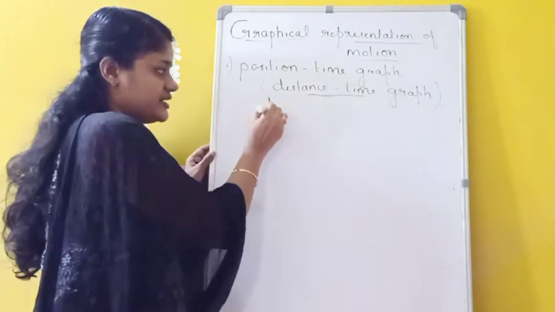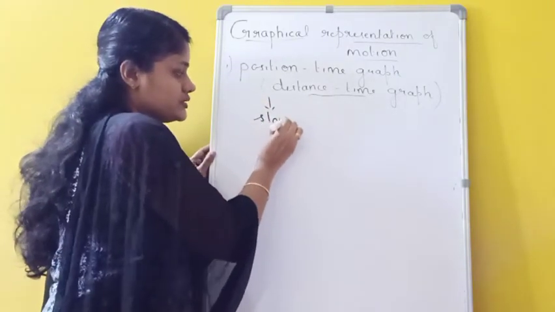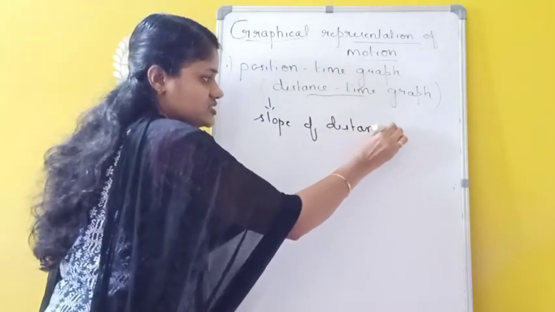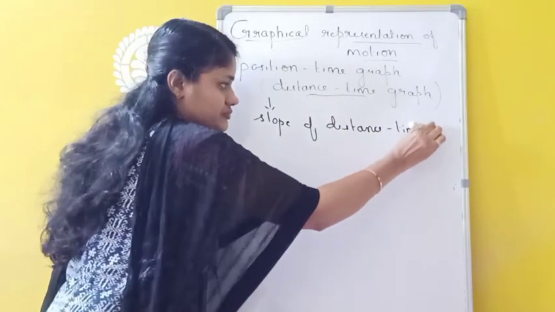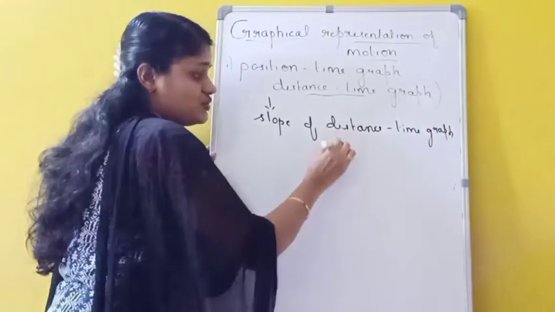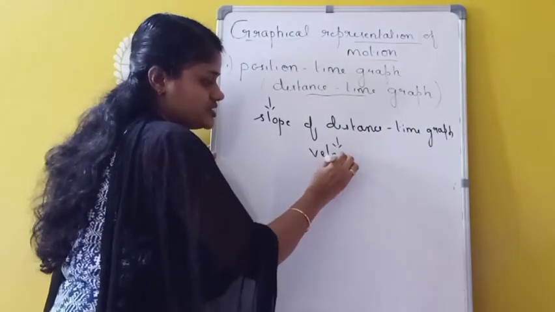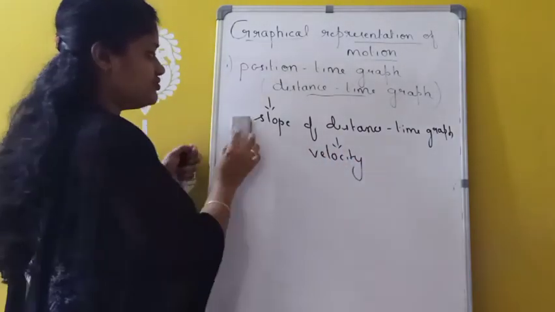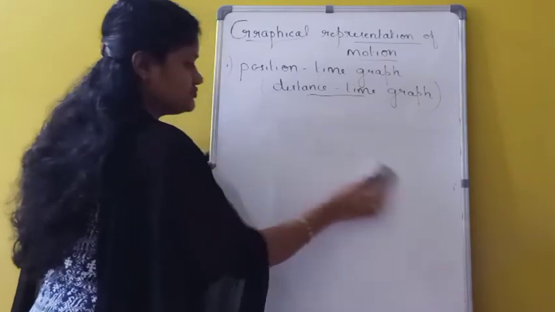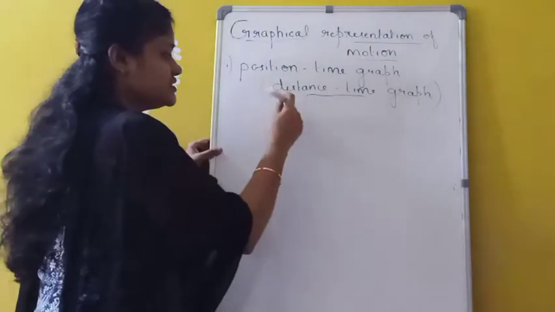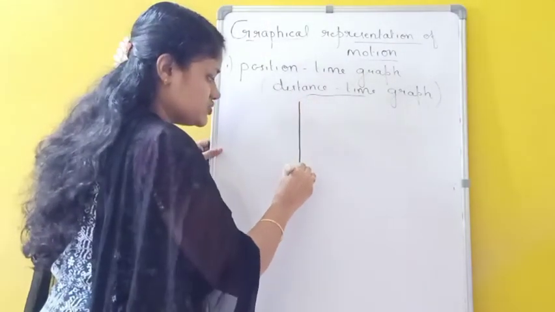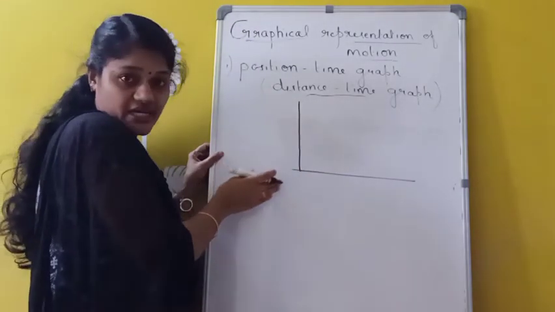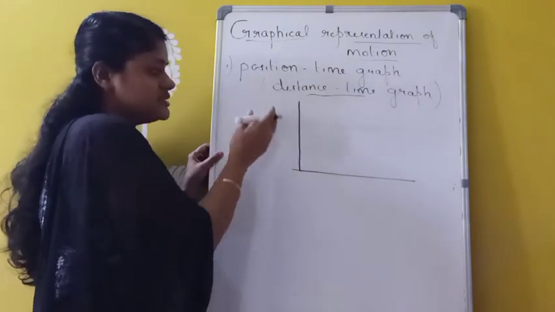So suppose you are finding the slope of the distance time graph, that will give the velocity of the object. Suppose I am drawing a distance time graph here. When we are drawing this distance time graph, it is a graph with time along the x direction and distance along the y direction.